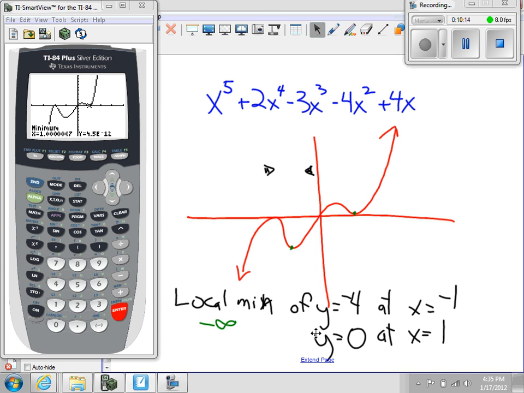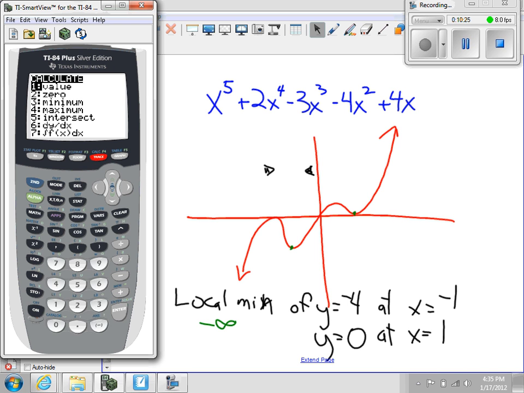You can see the calculator poses some problems. It doesn't give us exact numbers. Now just to show you one more thing here. Let's say I wanted to find my minimum, second calc, minimum, but I define my left bound way over here at negative 2, and I define my right bound over at 1.3.